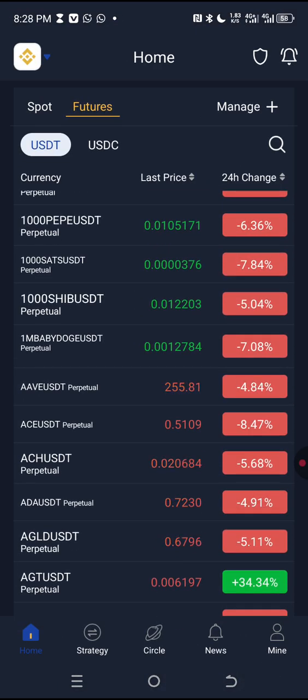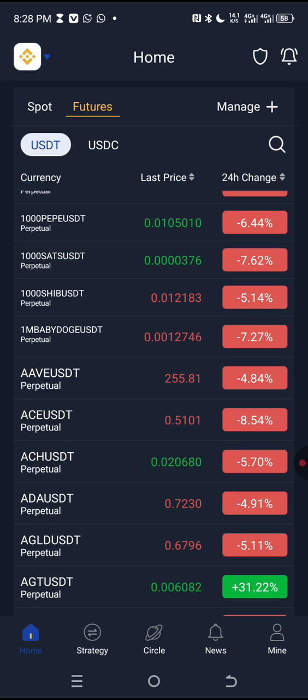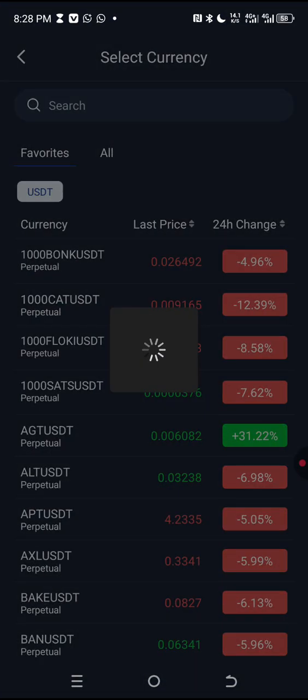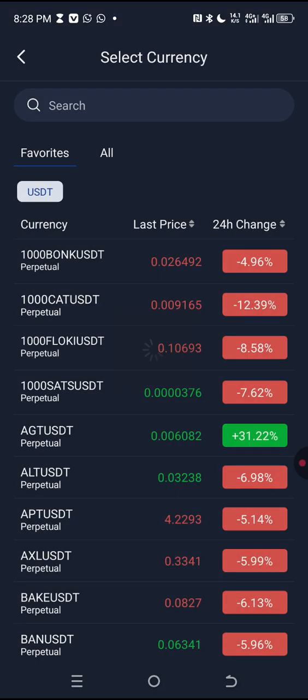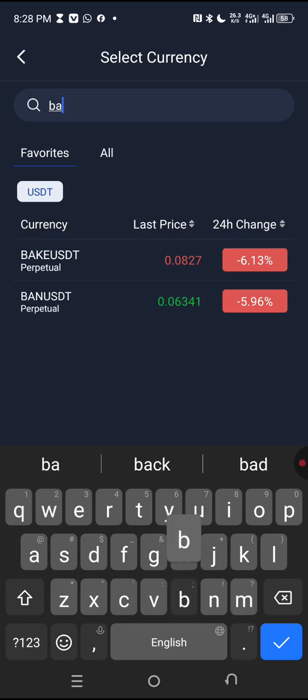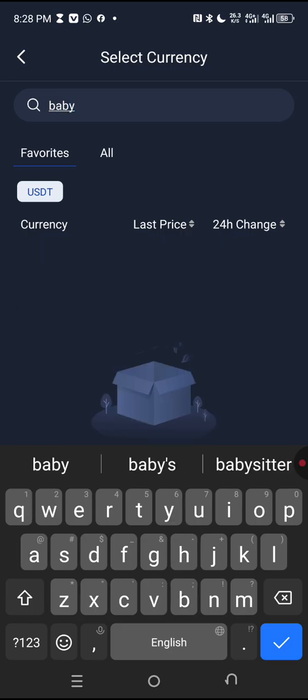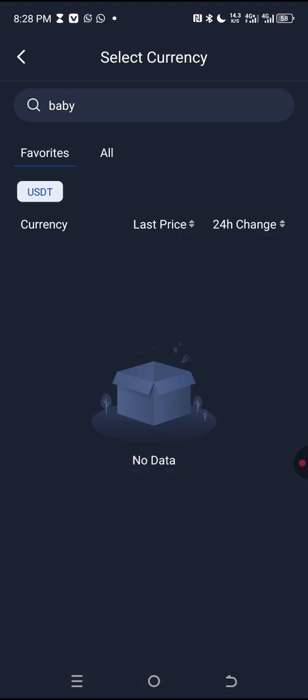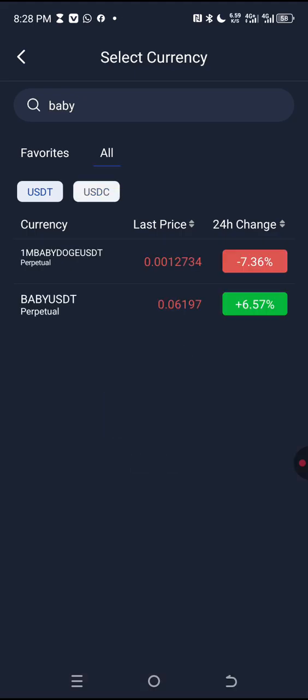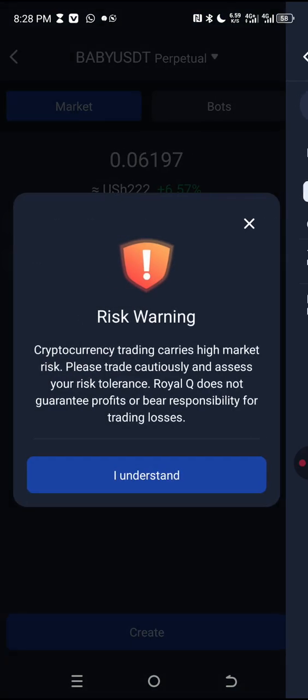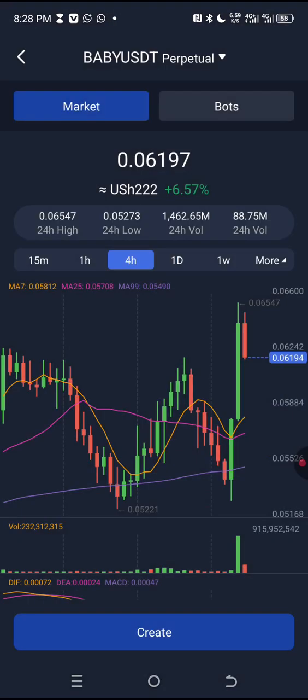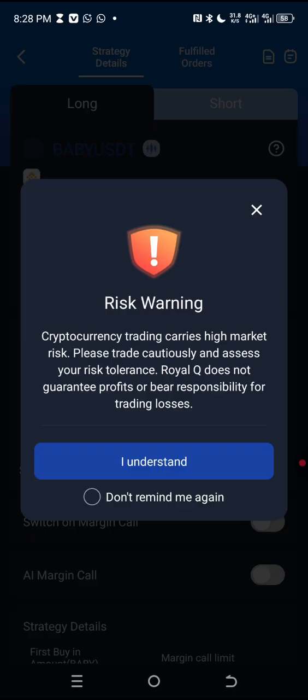After making sure that your market is in the futures up here, you've selected futures and it is in the USDT market, you're going to come to this search button here and then search for baby. For example, we are setting that baby. If you've not traded it, it will not be in favorite. So you're going to tap here on all. Then baby is here. Then you select baby. Then you say I understand. Then you say create. Then you say I understand.